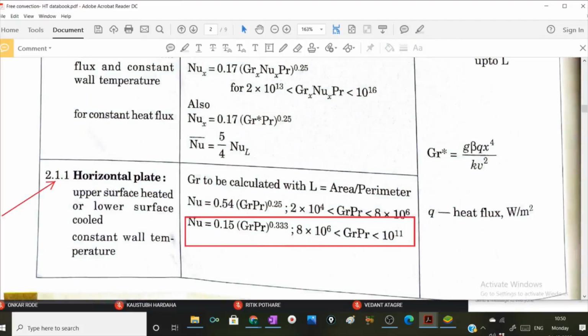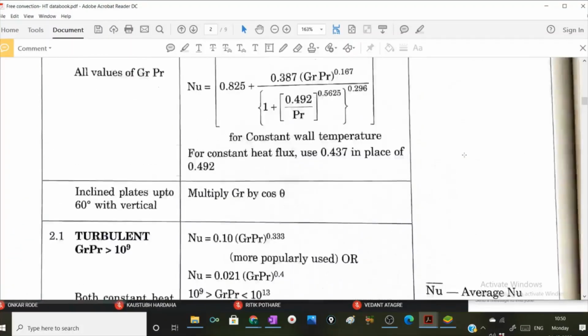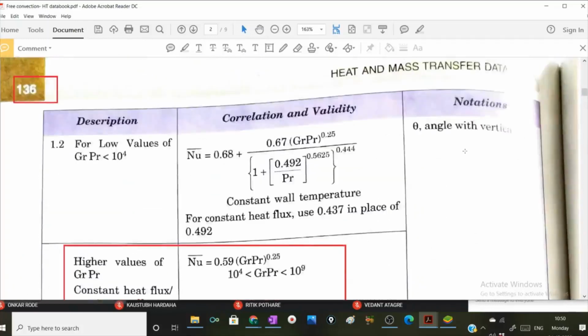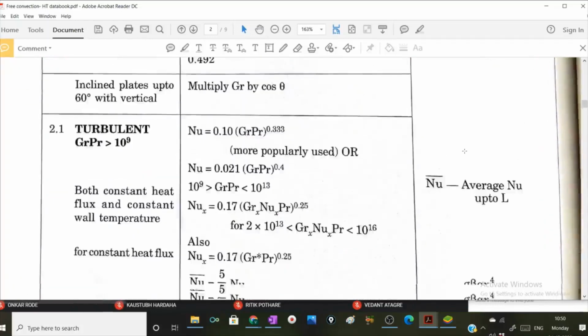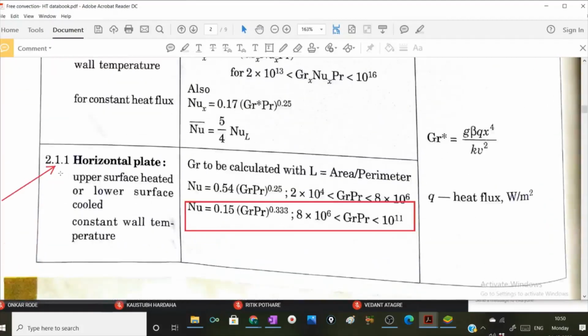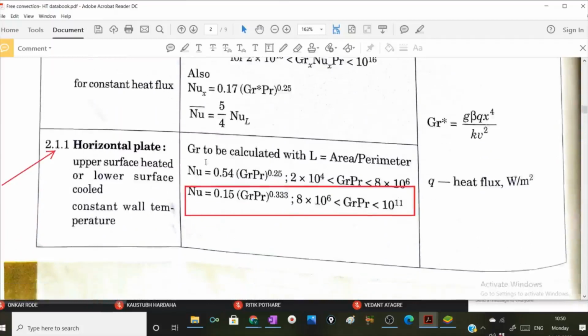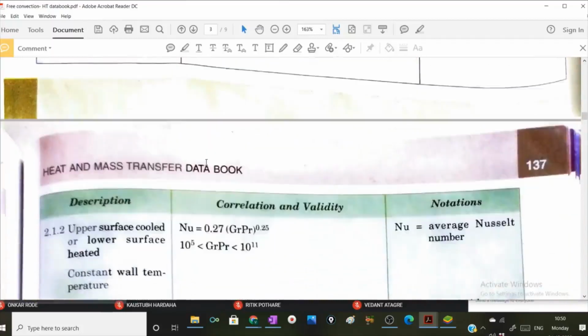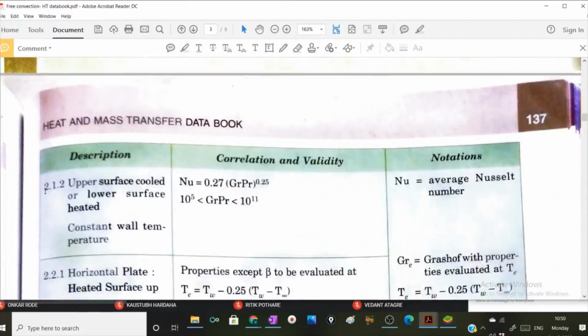Okay, horizontal plate, upper surface heated, and the value of GrPr is lying between this range. So this is page number what? It is still page number 136 and 2.1.1. Because if I move to other formulae, like 2.1.2, upper surface cooled or lower surface heated, so this will be applicable for case number 3 for constant wall temperature boundary condition.